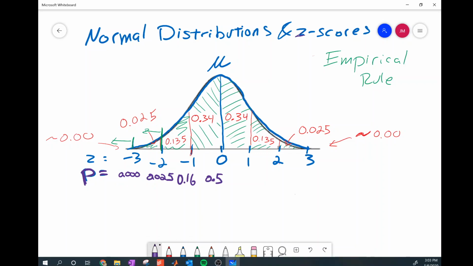So we want to find the percentile for a z-score of 1. We would do 0.5 plus 0.34. And that's going to give you 0.84. Now to find a percentile for 2, we just add 0.84 plus 0.135. And that'll give us a percentile of 0.975.